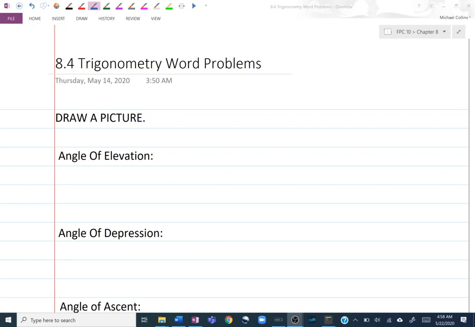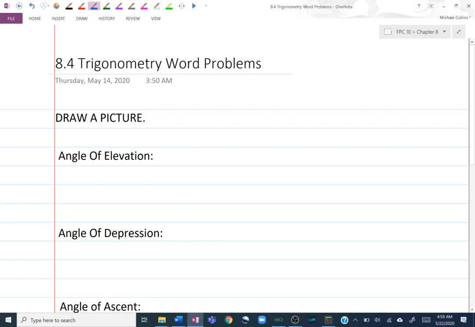The moral of this story is draw a picture. Every single time you get a trigonometry word problem, if you haven't been given a picture, you definitely need to draw a picture. I find that sometimes the hardest part of these is just trying to take your word problem, your paragraph, and then draw the picture. And then once the picture is drawn, the math is actually quite straightforward.